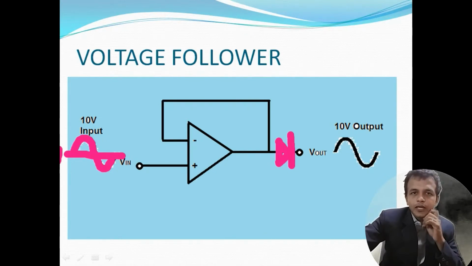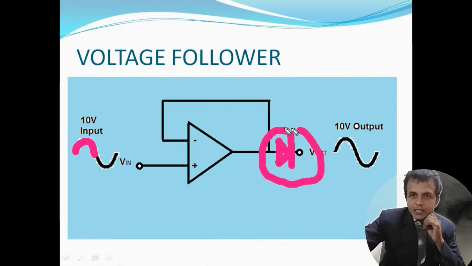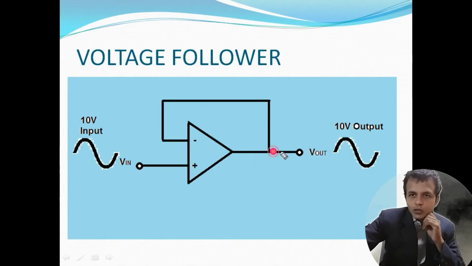In this voltage follower, the same input signal appears in the output, but when it passes through this diode, for the positive half, if the diode is connected in this direction, the diode becomes forward biased and the switch closes, and we will be getting the positive signal.